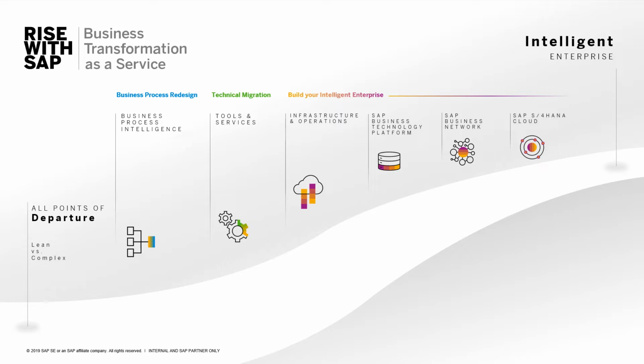First, you can see the journey moving from left to right here. There's the business process redesign with business process intelligence, the technical migration where we provide tools and services along with your tools and services, and then we build your customer's intelligent enterprise through infrastructure and operations, the business technology platform, the business networks, and SAP S/4HANA Cloud.